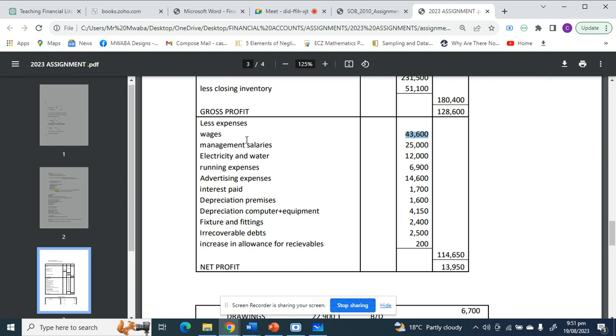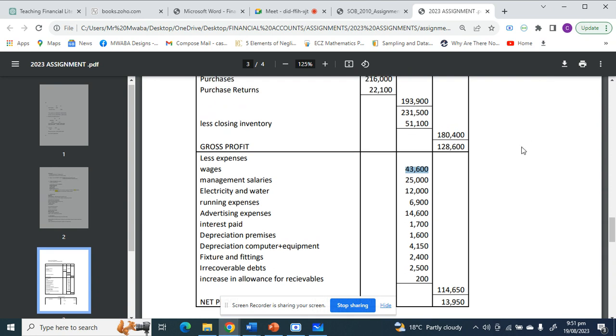Management salaries. Was there any adjustment to salaries? No, I don't think so. For the salaries, it was just this 25,000. Electricity and water, there was also an adjustment to it. After we made the adjustments, it was 12,000. Running expenses from the trial balance, 6,900.